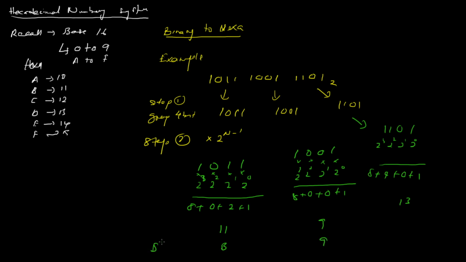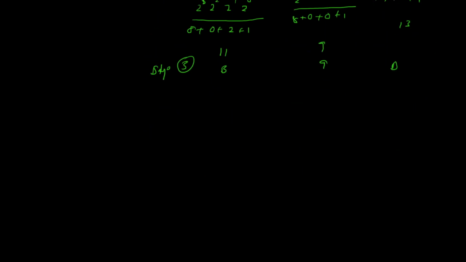This is your step 3: convert these numbers. Your 13 is D. Hence you can say the hexadecimal value is B9D base 16. So this is your hexadecimal value. So straightforward. Shall we do one more example? Let's move on to the next example.